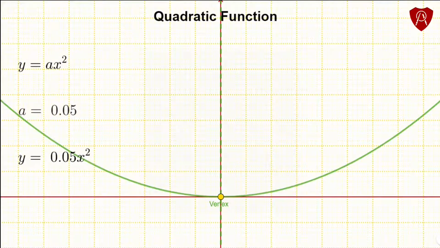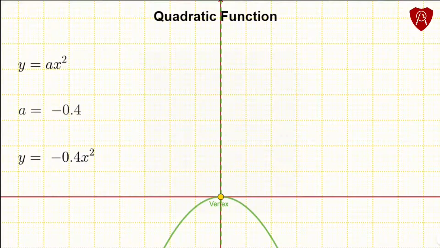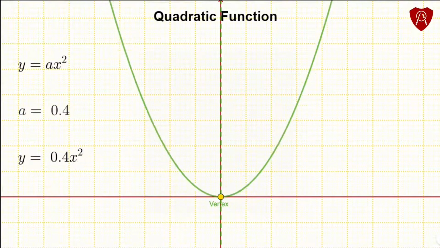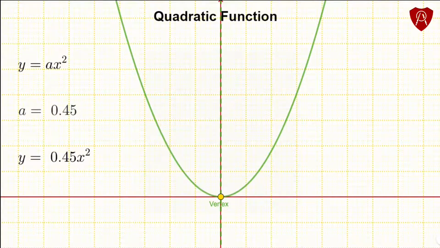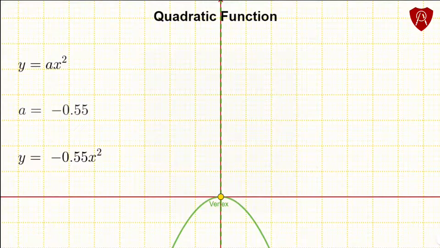What if we have a negative value of a? Just watch this. Notice the dramatic change of the curve when we change a to a negative number. When a is positive, the parabola opens upwards, and the vertex is its lowest point or the minimum point. But when a is negative, the parabola opens downwards, and the vertex is its highest point or a maximum.